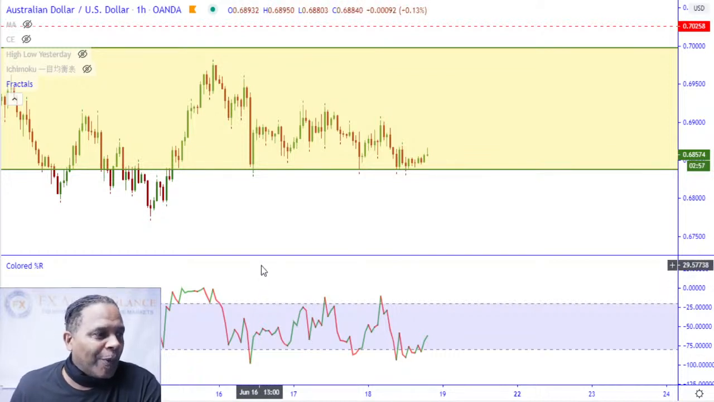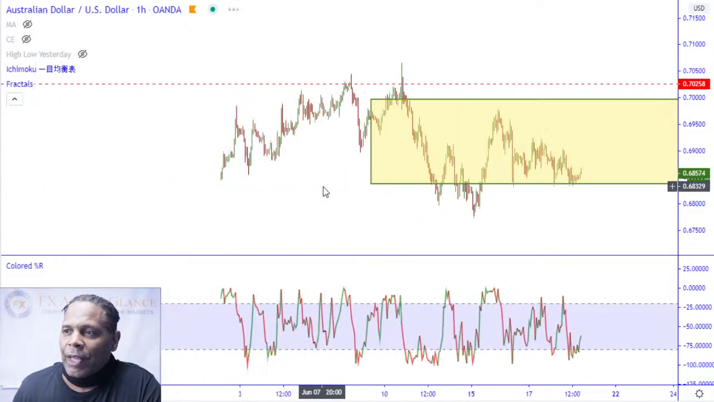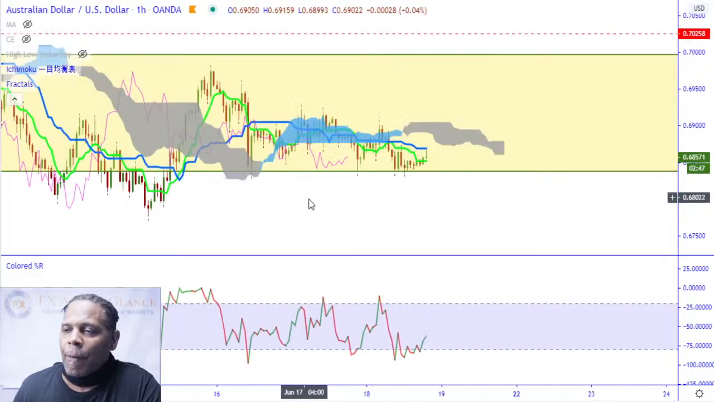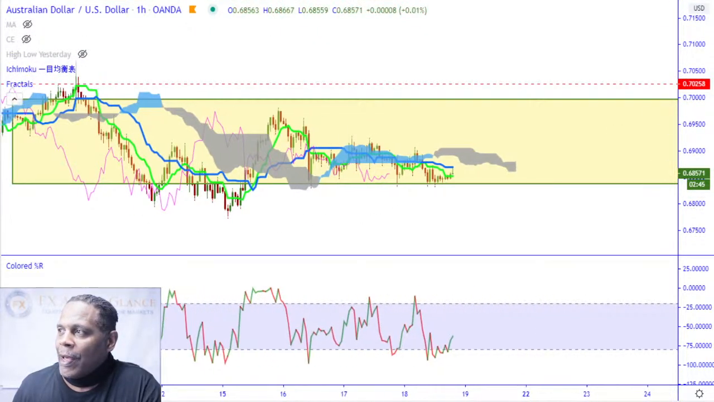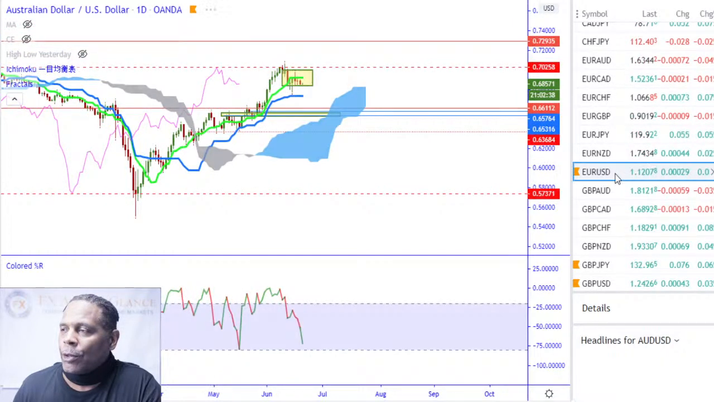So let's go ahead and put Ichimoku back on the table. And then, whoops, okay, there we go. And then let's go back to the daily, and then let's go to EURUSD.